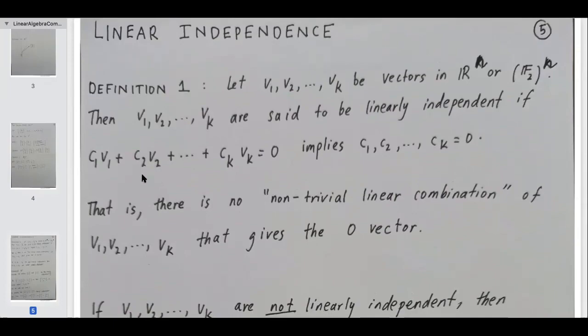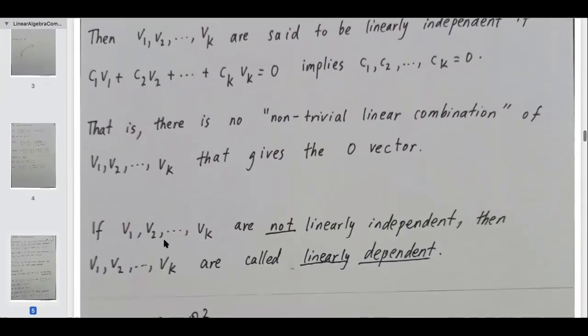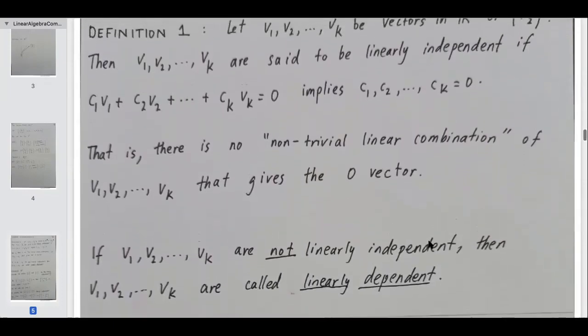So what I'm trying to say is that v1, v2, ..., vk are said to be linearly independent so that if I scale the vectors by c1, c2, ..., ck and add them, and it somehow gives 0, the only way it could do that is if all the coefficients were 0. So there's no other way. And if v1, v2, ..., vk are not linearly independent, then we call them linearly dependent.